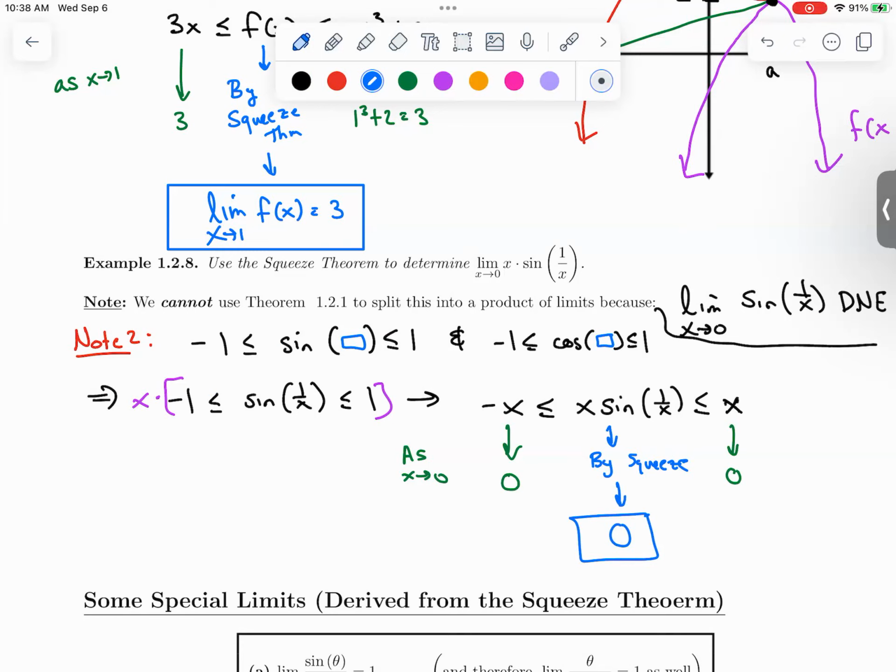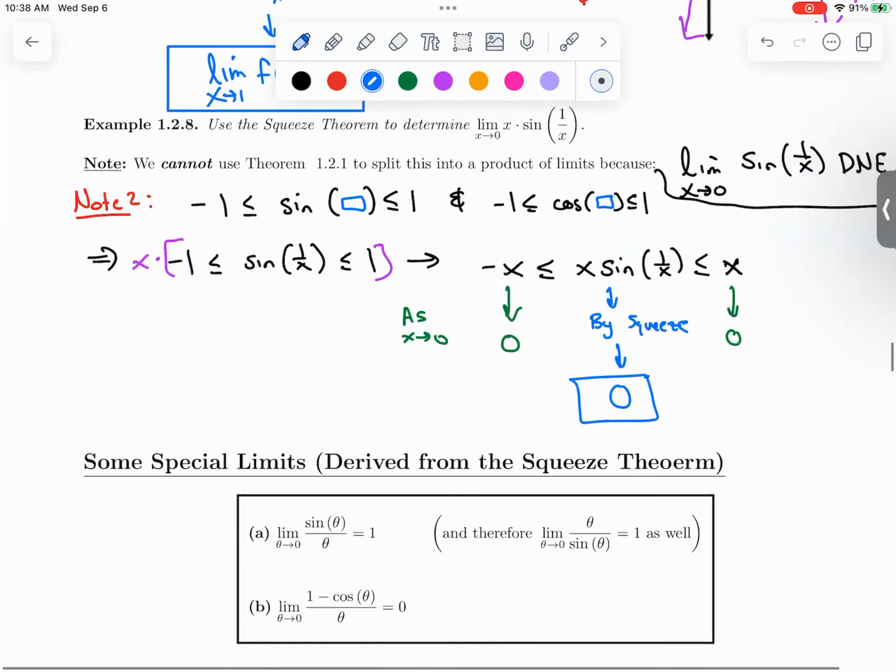The more important thing, by the way, since I'm trying to gloss over it and move on to the other stuff, is that I want to get to the special limits. Specifically, the limit as theta approaches 0 of sine theta over theta equals 1, and the limit as theta approaches 0 of 1 minus cosine theta over theta is equal to 0. Part A, by virtue of the fact that this is equal to 1, if you take the reciprocal, flip it, it also equals 1.